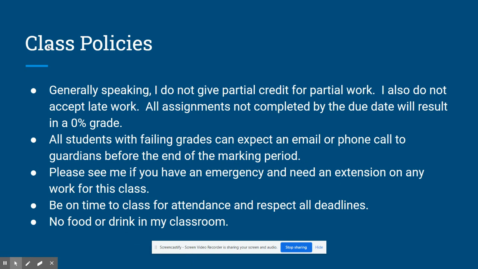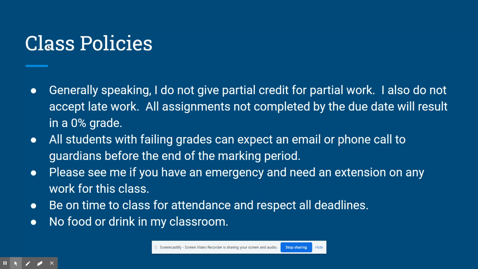All right, so some class policies. Generally speaking, I don't give partial credit for partial work. Either you've done the assignment to my satisfaction following the directions, or you haven't. You will get a 0 for any work that's not completed by a deadline that I've given, unless you let me know that there's a reason for an extension. And I don't grant extensions really for anything other than emergencies or health problems of some kind. So if that's the case, it's fine, but you need to let me know what's going on so that I can schedule a time for you to hand in the work and we can discuss it together.